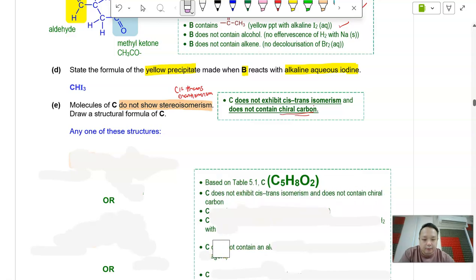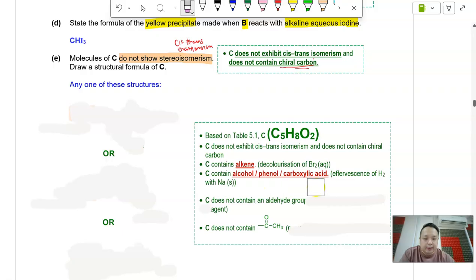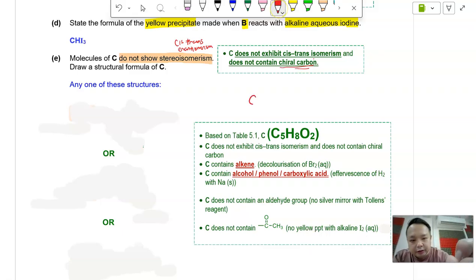alkene. Alright. And contains either alcohol, phenol, or carboxylic acid, but unlikely to be phenol in this case because there's only 5 carbons. Alright, and in this case, C does not contain aldehyde functional group, does not contain methyl ketone. So again, we have to rely on the clue given by the question. The question says that C's 5 carbons are in a straight chain. Right, so it must contain an alkene. Must contain alkene and does not exhibit cis trans isomerism.